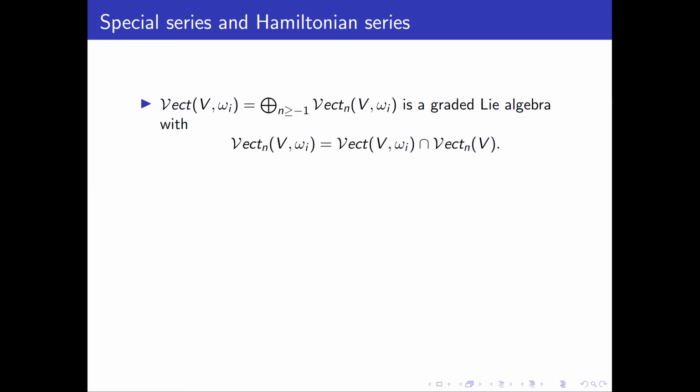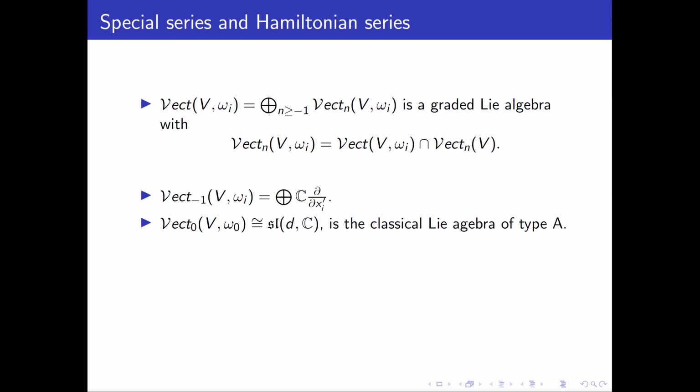This Lie algebra is a graded Lie algebra. Degree negative 1 part is just isomorphic to V, and degree 0 part is just the classical Lie algebra.